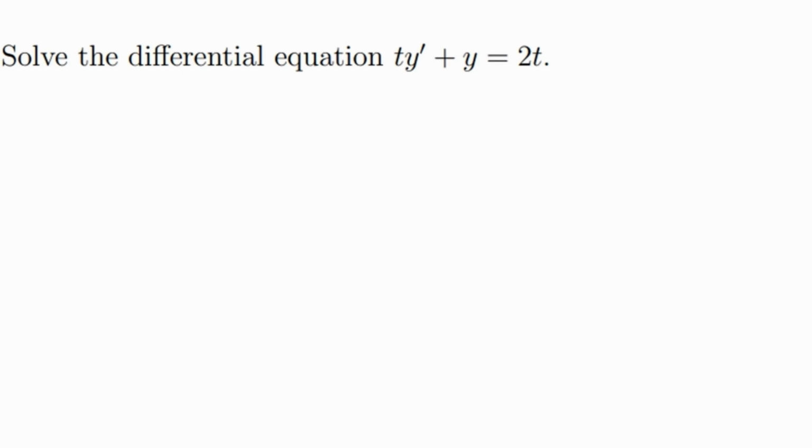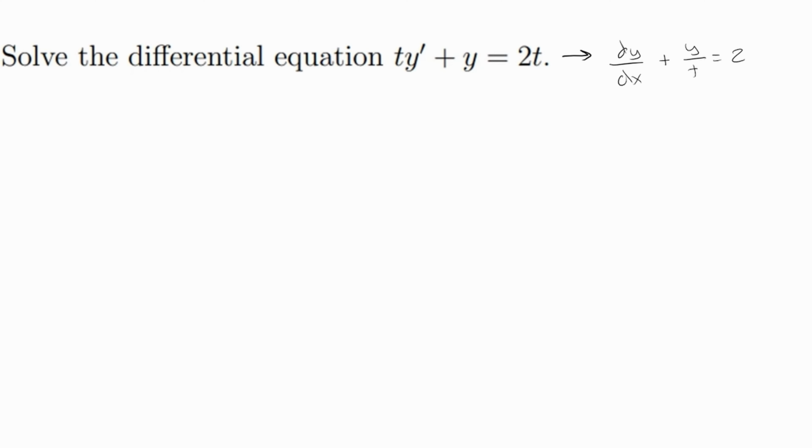So to start this off, we're going to have to actually rewrite this. When we do something like this, we typically want our y prime, or dy/dx, to be by itself. And to do that for this problem, we're going to have to divide everything by t. So we're going to get dy/dx plus y over t is equal to 2.